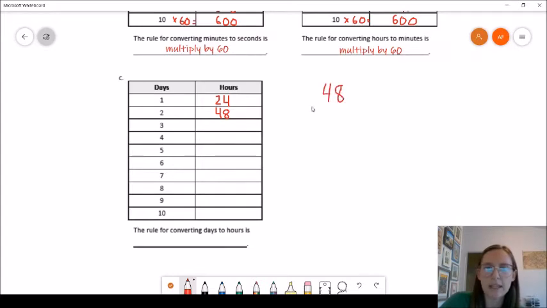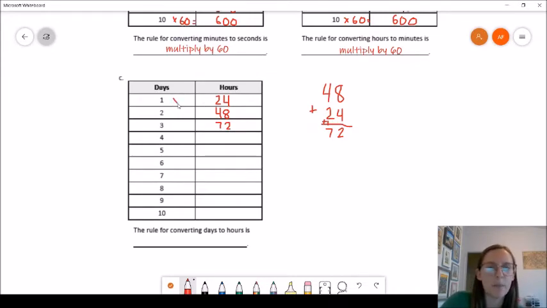So 48 plus 24. 8 plus 4 is 12. Drop the 2, carry the 1. 4 plus 2 plus 1 is 7. So that would be 72 hours. So what is our pattern here? Each day that we add on another 24 hours.